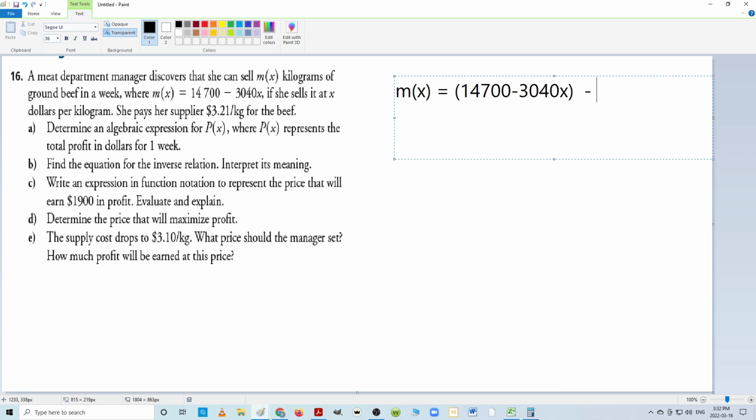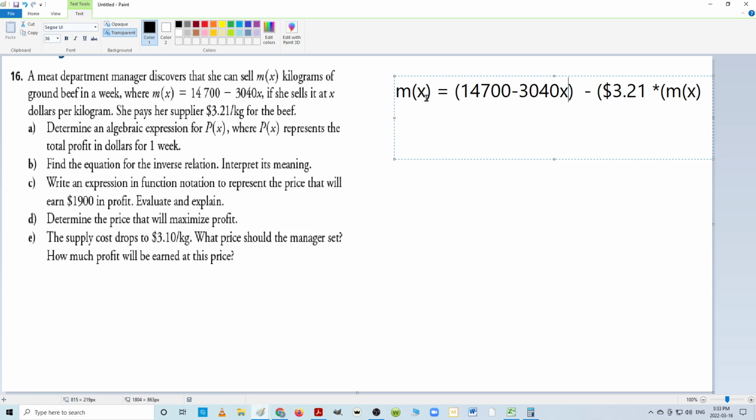She has to pay $3.21 times how much she sells in kilograms, right? Because how much she sells in kilograms is mx, and how much she pays is also determined by mx. So you see this weird thing of the higher she prices this, the less she's going to make. There's going to be a max price here.